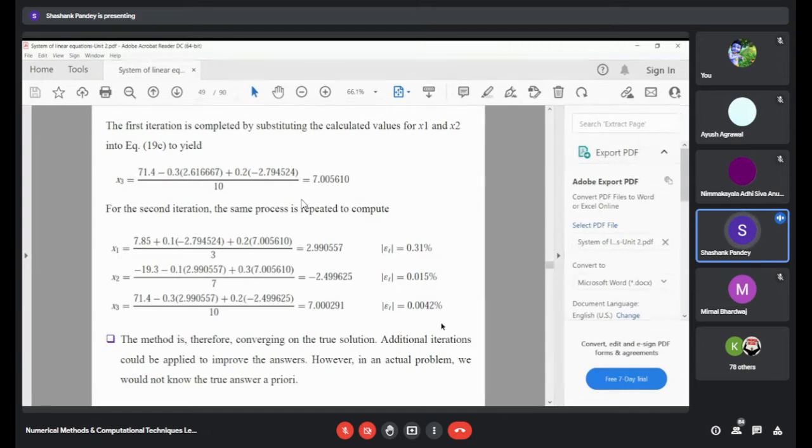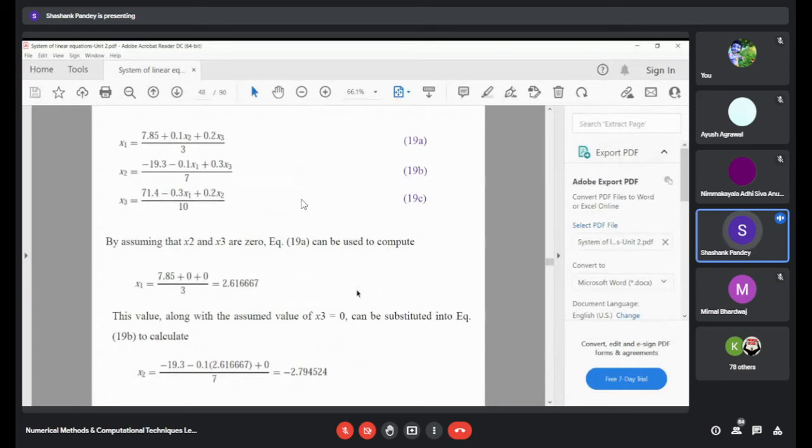In the second iteration you can see that we have initially assumed the values of x1, x2, and x3 as 0. You put the values of x2 and x3 as 0 and get the value of x1 here. Now this updated value will be entered in equation 19b for x1, and the initial value of x3, which is 0, will be entered, and we can calculate the value of x2.